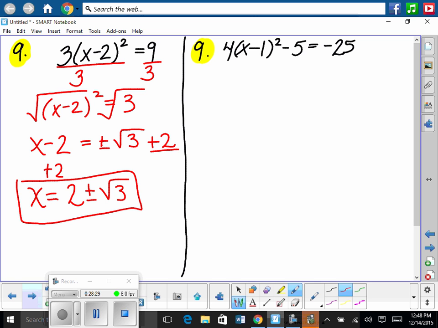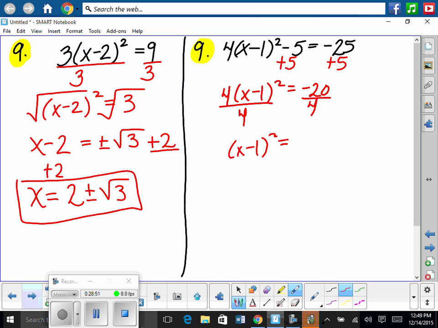Okay, number 10: 4 times x minus 1 squared minus 5 is equal to negative 25. It's a quadratic, it's in vertex form. These are pretty easy to solve. We've got to isolate x minus 1 squared completely first, though. So we have 4 times x minus 1 squared is equal to negative 20. Divide by 4 first. We've got to isolate it completely. So we have x minus 1 squared is equal to negative 5, right?